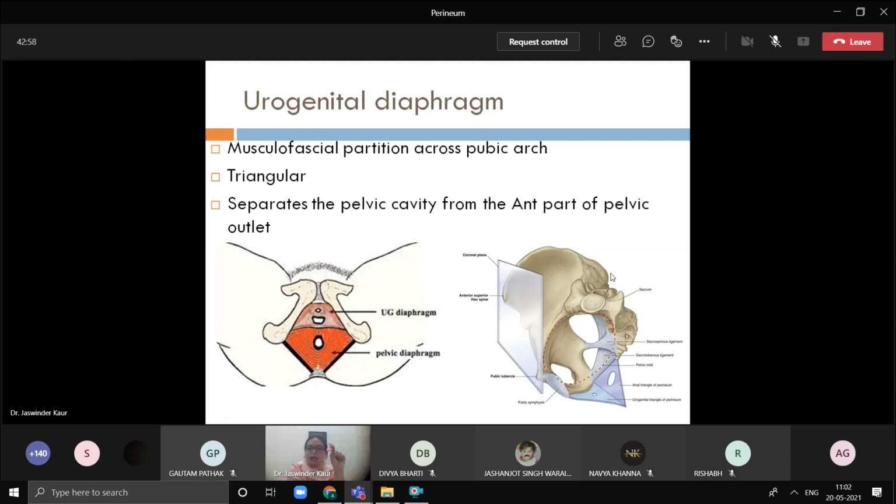Now what we have done? We have done the urogenital triangle, right? So this urogenital triangle is filled or lined by a fibrofascial sheath that is known as the urogenital diaphragm. Clear? Rishabh, is it clear?